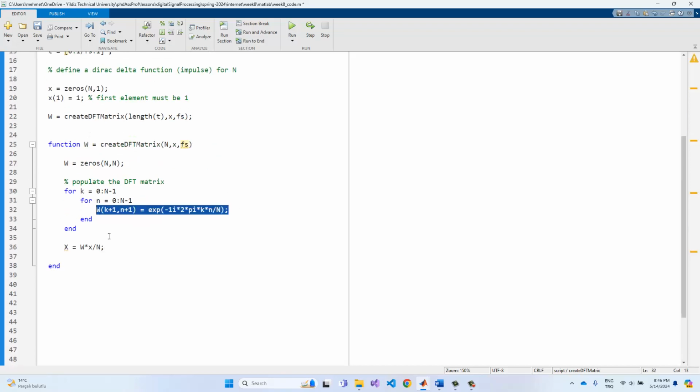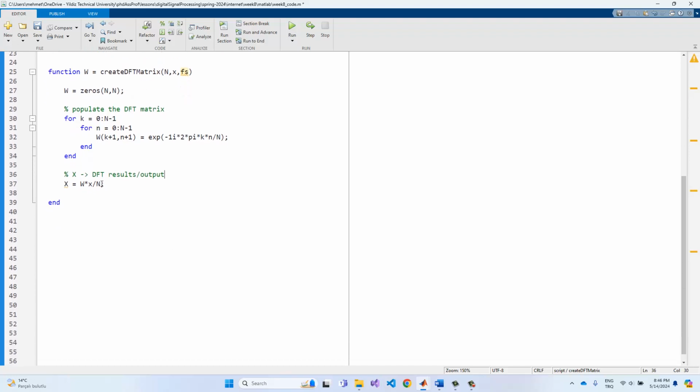So these are the matrices, and W times x can be created as the discrete Fourier transform in here. The X is the DFT results output. Okay? And we need to divide by n, which means that we normalize the whole results in here.